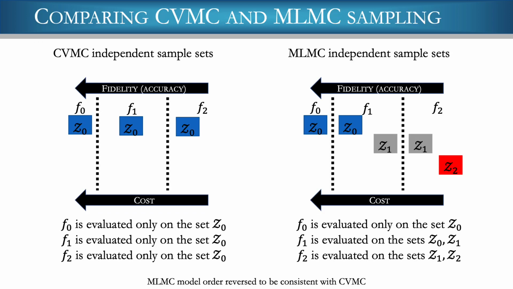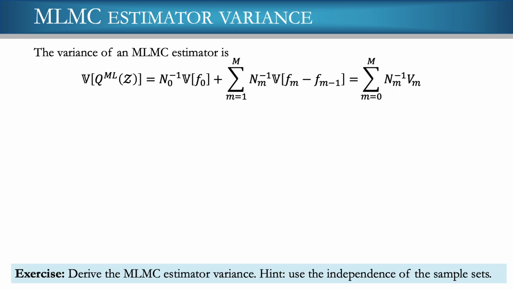The figures on this slide compare the independent sample predictions used by control-variate Monte Carlo and multi-level Monte Carlo estimators. CV estimators require evaluating all models at one and only one of the same set of samples. In contrast, multi-level estimators evaluate models at different sets of samples. This makes minimizing the variance of ML estimators by optimizing the number of samples used to evaluate each model more difficult than the minimization used for control-variate estimators. The variance of a multi-level estimator is simply the sum of the variances of each term in the telescoping sum. I leave it to the viewer to derive the form of the variance shown using the techniques presented in the control-variate tutorials.